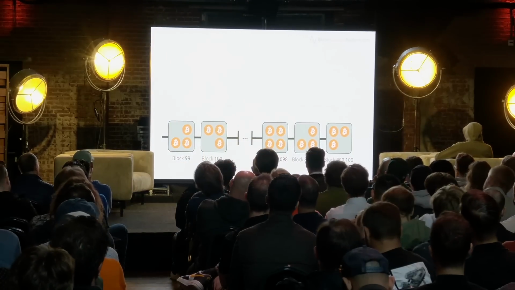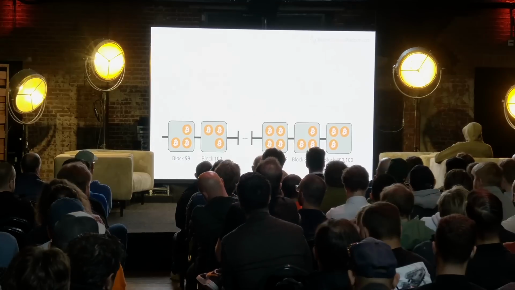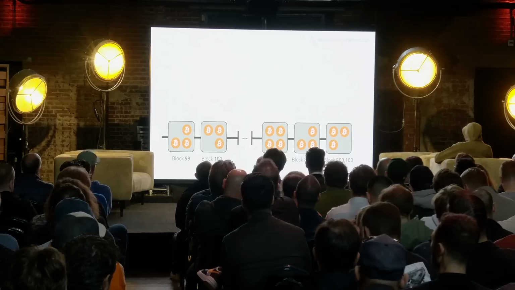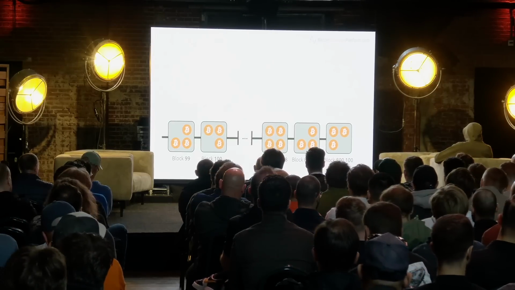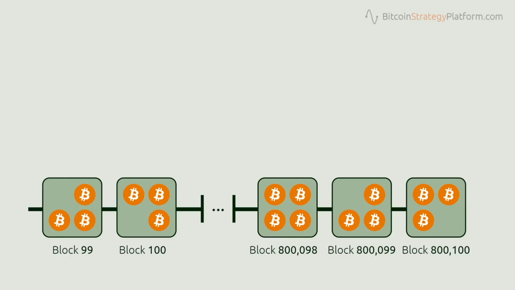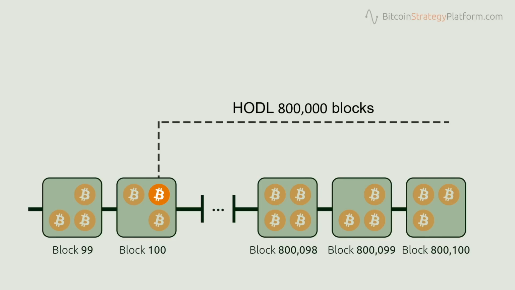So if we look at the Bitcoin blockchain, here we have a view. We start at block 99 and we go all the way till today, to block 800,100. Now, if I held a coin since block 100, nobody actually knows that I hodled that coin for 800,000 blocks. As soon as I sell or transfer that coin, there's a sign of life to that coin, and it reveals that that coin was hodled for 800,000 blocks.